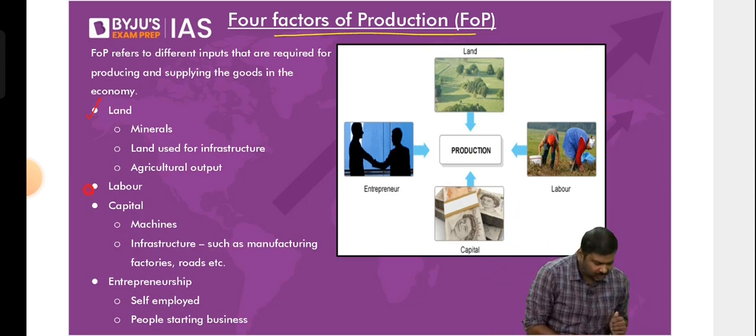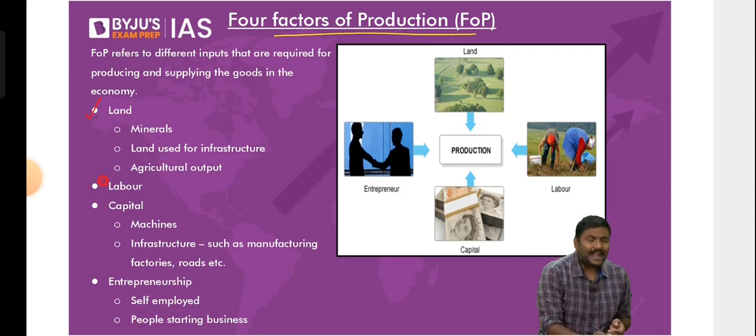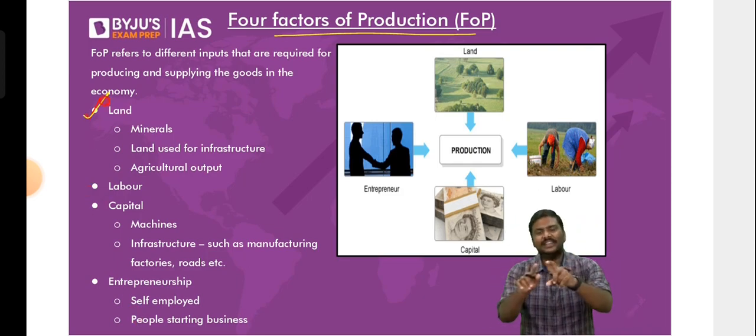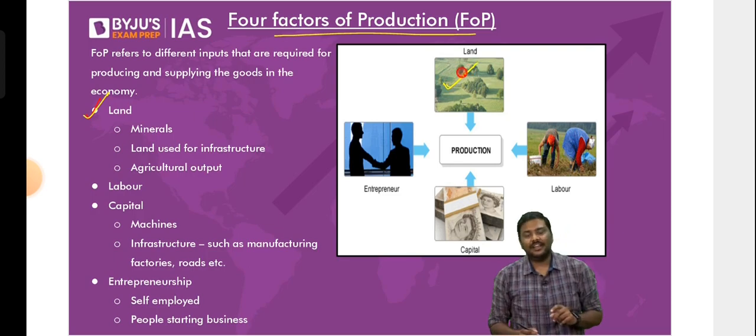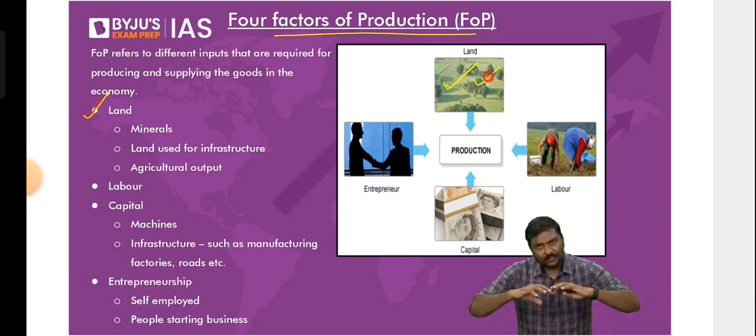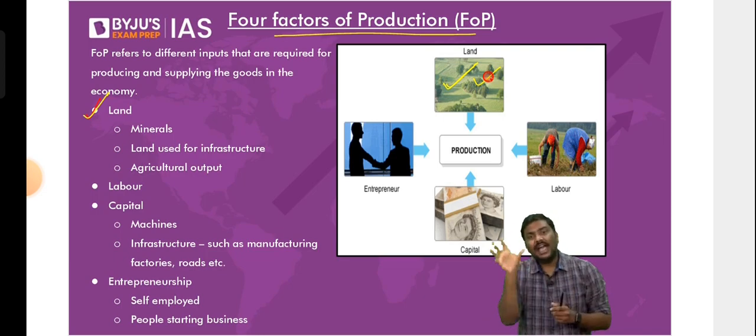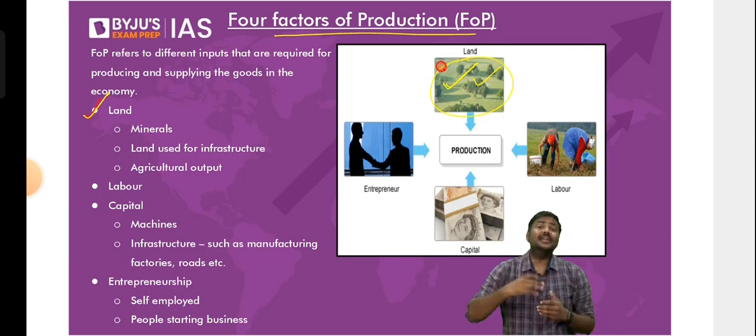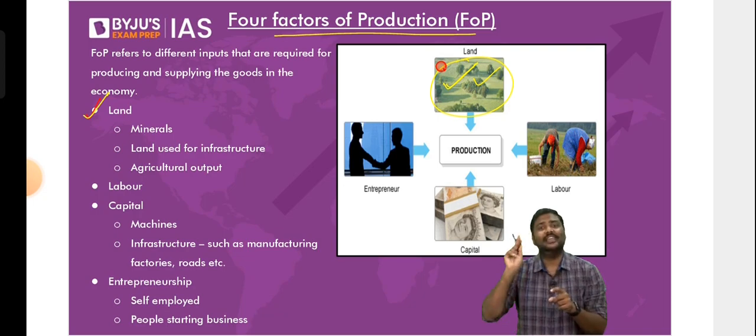Now what is the meaning of each of the terminologies? Let's try and understand. The strict meaning of land is nothing but a piece of earth. Can you see the picture here? This is nothing but land. But the interpretation under the factors of production is slightly different. Rather than having a narrow meaning of piece of earth, land refers to anything that is available to you naturally.